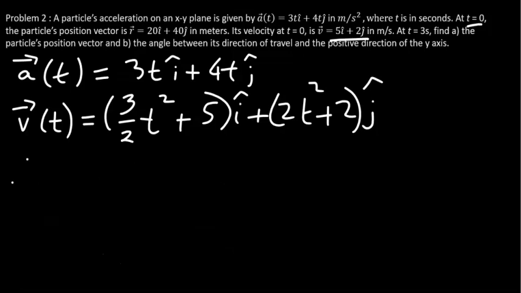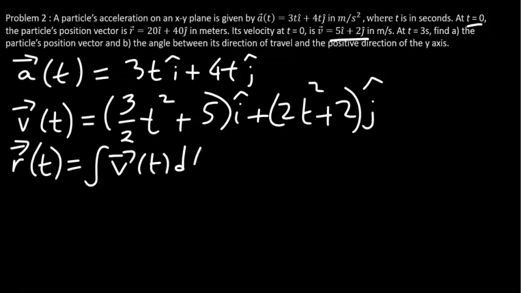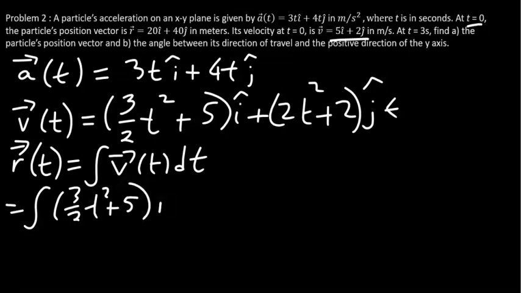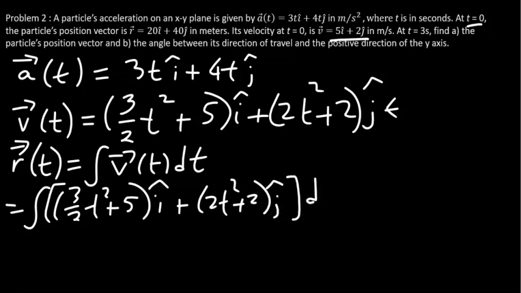Next, let's proceed to determine the position vector as a function of time. Now that is just an integral of velocity vector with respect to time. So we know velocity vector's expression. So let's substitute all those in. So 3 over 2 t squared plus 5 i hat plus 2t squared plus 2 j hat, and we need to integrate that with respect to time.